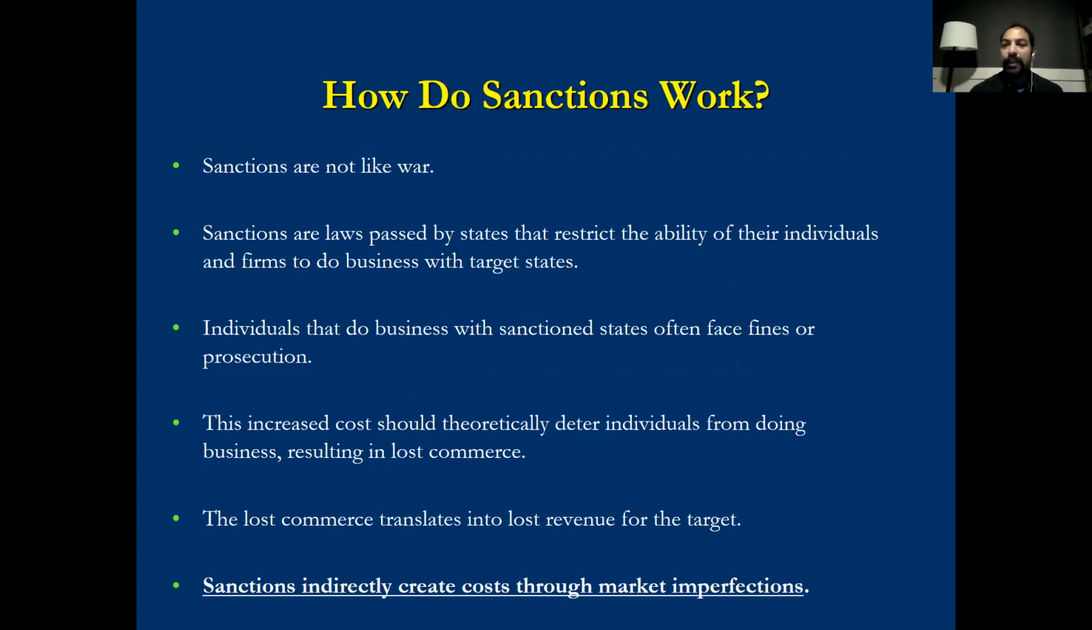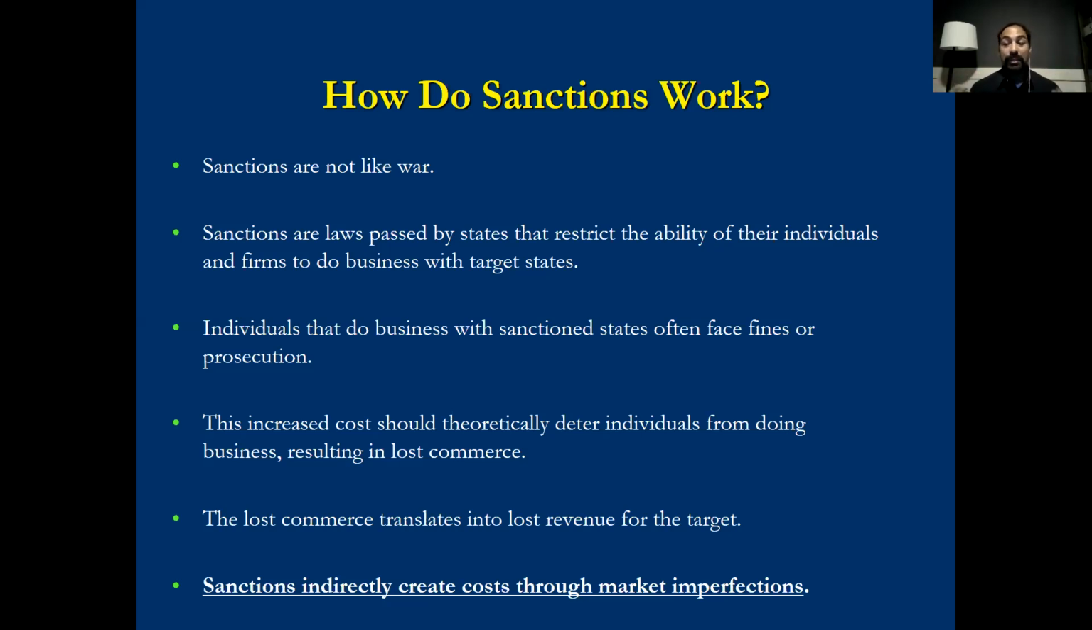But again, one thing in my research that I've been able to identify, and others have been able to identify, and I think it's worth really pressing the point because policymakers often think of sanctions as war and behave as if sanctions are war, is that they're quite different. What sanctions are doing is indirectly imposing costs by altering the incentives of individuals and firms to engage in business. So what this is really doing is creating something that's known in economics as a market imperfection. It's raising the cost of doing business. It's raising the cost of conducting a transaction between individuals in the sender state and individuals in the target state.